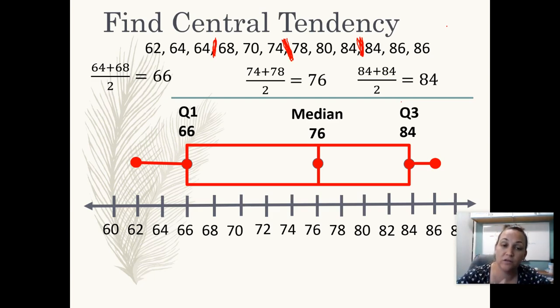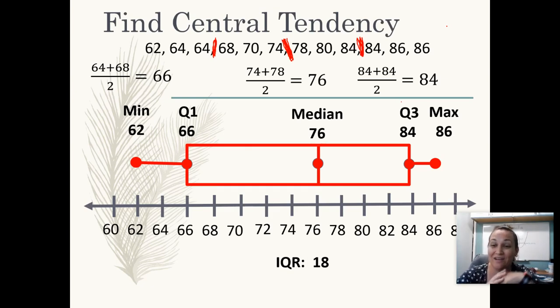All right, and then we also talked about interquartile range. So interquartile range is how big the box is. And you do your quartile 3 minus your quartile 1. So 84 minus 66. So my interquartile range, or my IQR, is 18. 84 minus 66 is 18. There's my min and my max.